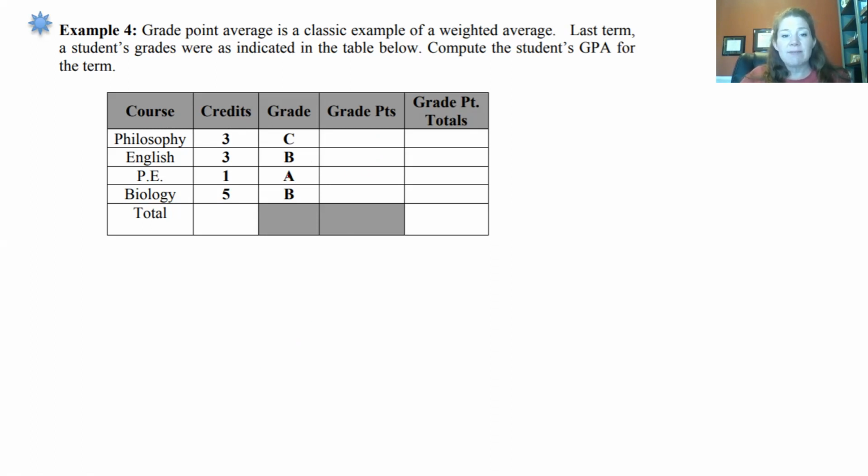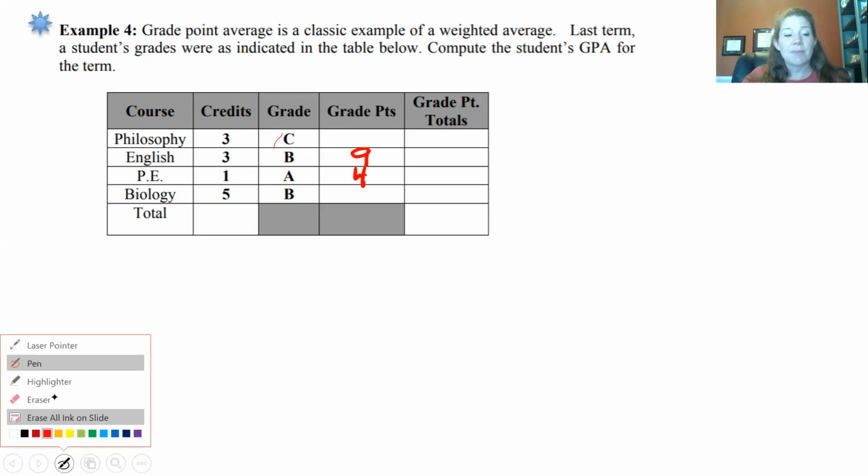So if you received an A for a class, that's 1 credit hour. So 1 times 4, that's a total of 4 points. All right, so B's receive 3 points. So 3 points per credit hour. So 3 times 3 is 9. C's receive, oh, I think I'm putting this in the wrong column.